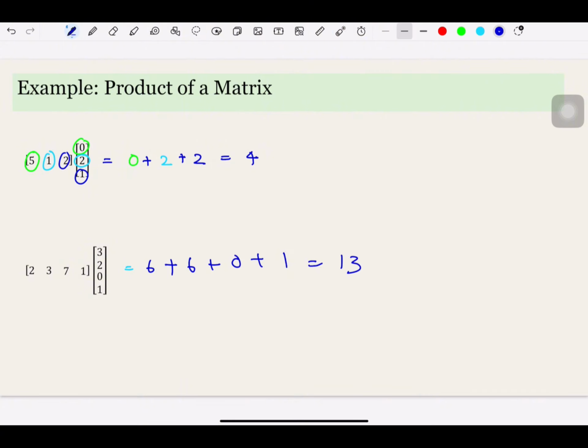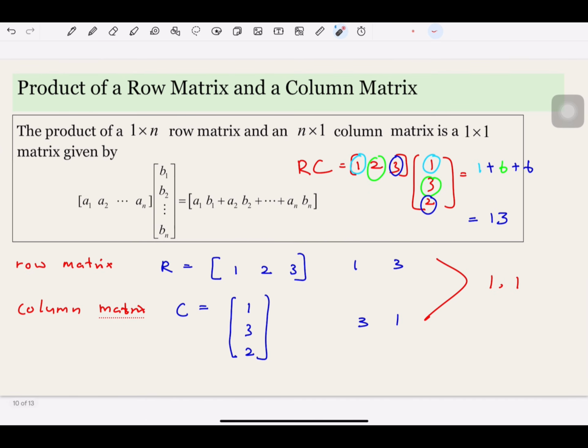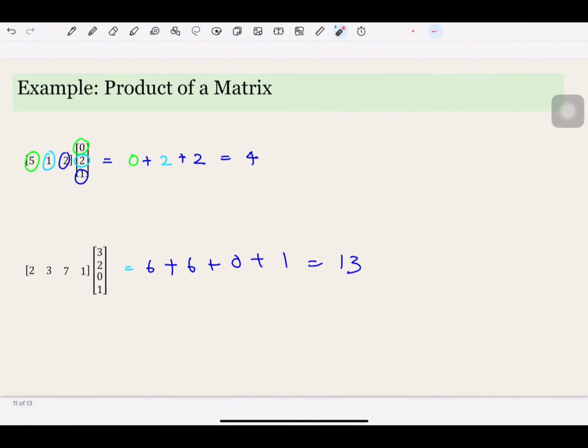So remember, if you have two matrices, a row and a column, and you are asked to do the multiplication, your answer will be a single number. But remember, you can do this multiplication only if the number of columns in the row matrix matches the number of rows in the column matrix.